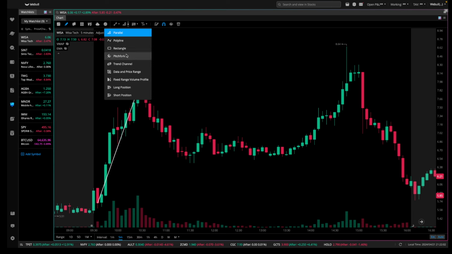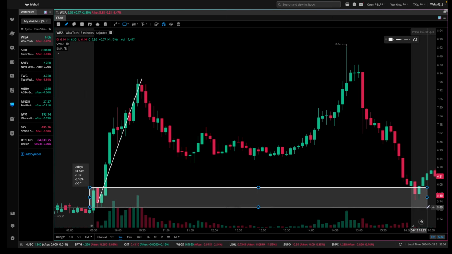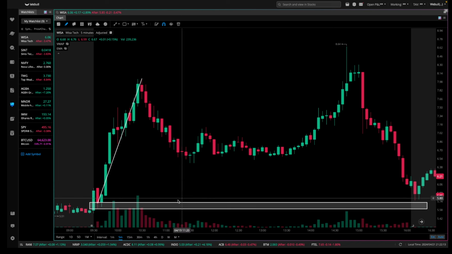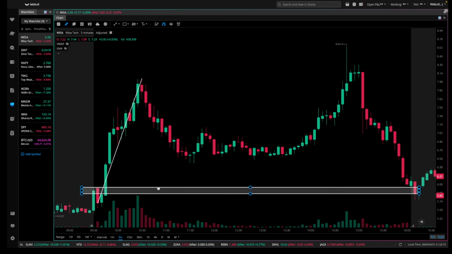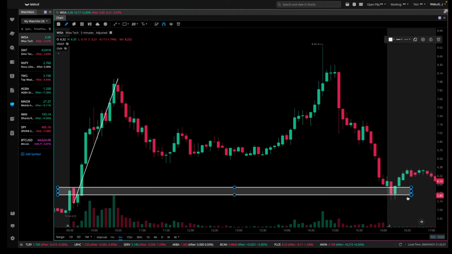Let me just draw a demand zone. So this is the area we broke out from. I just want to mark the area that we did break out from. This area here. Mark it here. Let's make it a bit more clean. Even here, to be honest with you, you could mark as an area of previous resistance.